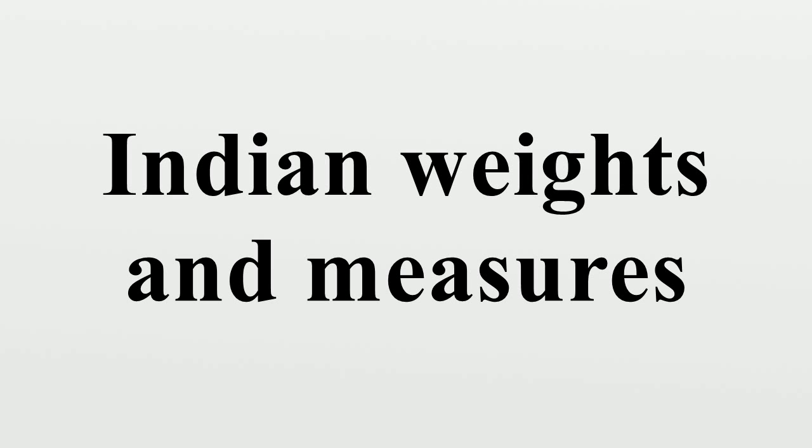1 Desa equals 2 Savesa equals 2½ seer. In Hindi, 2½ seer equals Dai Seer, or Desa. 1 Pasiri equals 2 Adisari equals 5 seer. In Hindi, 5 seer equals Panch Seer, or Pasiri for short. 1 Dasiri equals 2 Pasiri equals 10 seer. In Hindi, 10 seer equals Das Seer, or Dasiri for short. 1 Mond equals 4 Dasiri equals 8 Pasiri equals 40 seer.